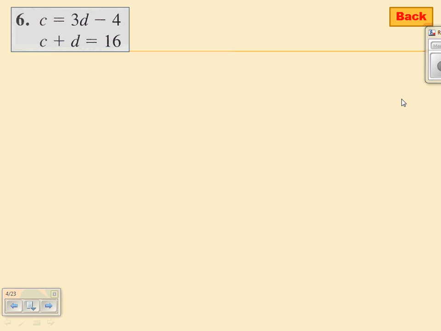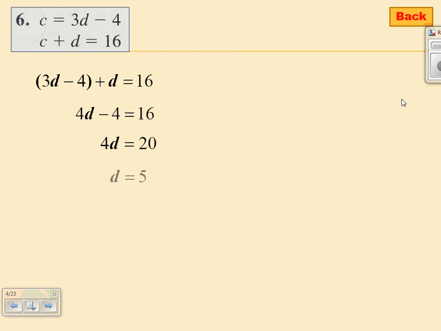For number 6, I'm going to do something very similar. I want to substitute in 3d minus 4 for c. I then get this. I then want to simplify this by adding like terms, and I get 4d minus 4 equals 16. I then add 4 to both sides. I get 4d equals 20. I divide both sides by 4. I then get d equals 5.